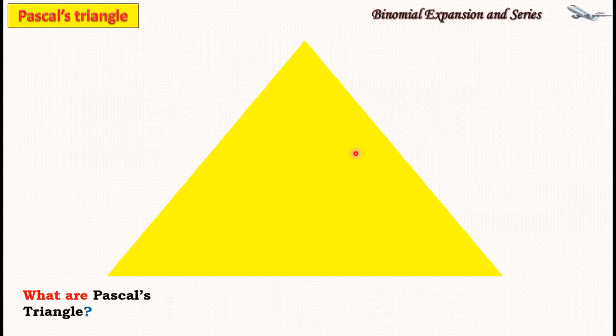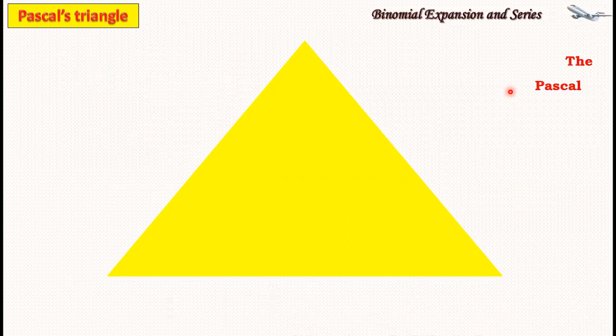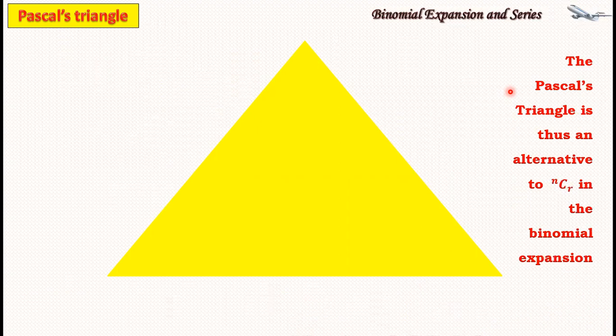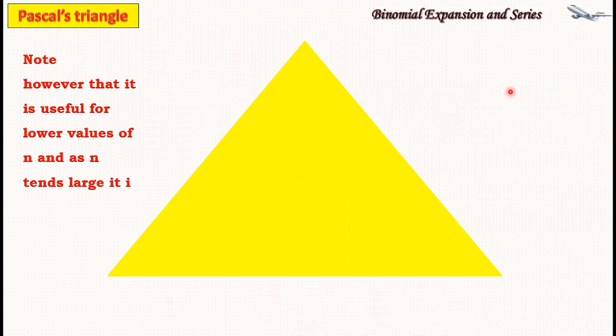So what's the Pascal's triangle? The Pascal's triangle corresponds to the combination part of the expansion, that is n combination r. So it gives you, or it can replace the n combination r part of binomial expansion. So the Pascal's triangle is thus an alternative of n combination r in the binomial expansion. Note, however, that it is useful for lower values of n, as I mentioned above, and as n tends large, it is slow and prone to arithmetic errors.